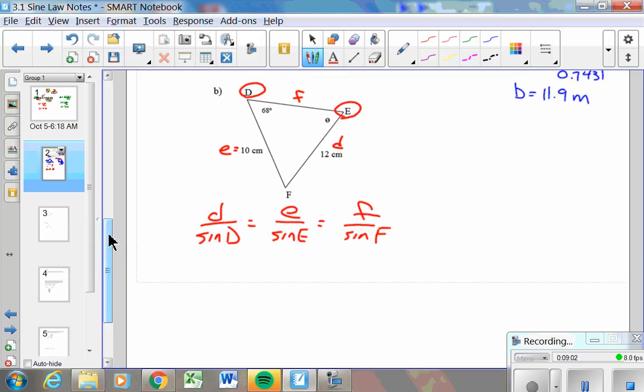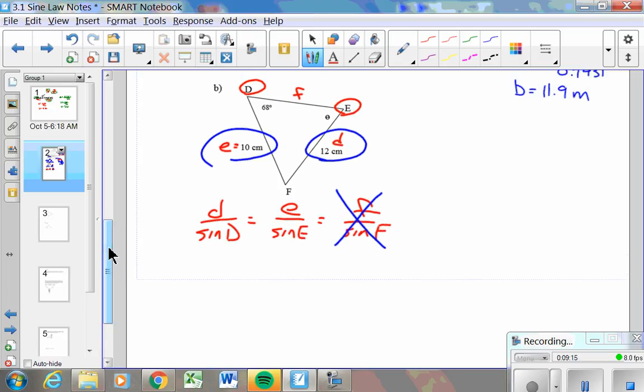Looking at the question we have this time, we're only going to work with the d's and the e's, so we don't have to work with the f's at all. So let's put in everything that we know and solve for the unknown value, which in this case is going to be angle E. So d is 12, sine of D is sine of 68, e is 10, and sine of E is going to be sine of theta. We have a little theta symbol there, so we can use theta.